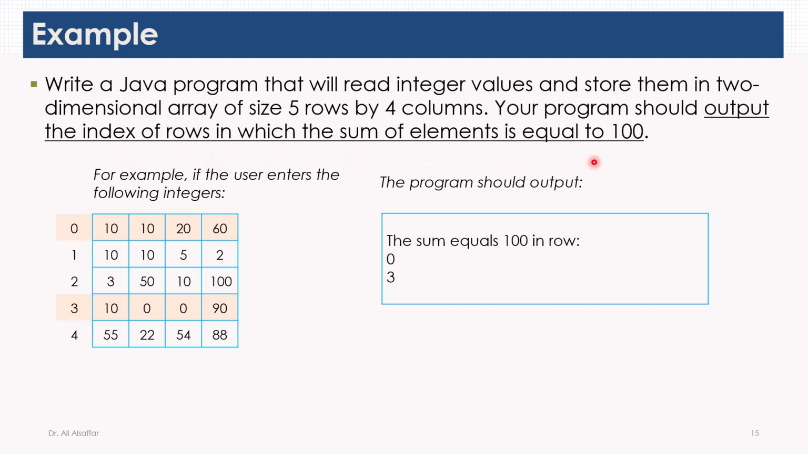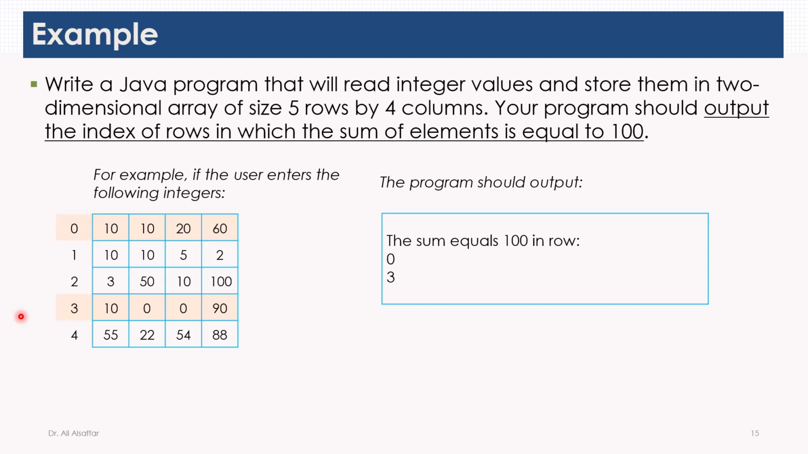is equal to 100. For example, for row 0, if you add its elements 10 plus 10 plus 20 plus 60, it's equal to 100. So therefore, 0 is printed on the output screen. Now, if you go to row 1, if you add its elements 10 plus 10 plus 5 plus 2, it's equal to 27, which is not equal to 100.